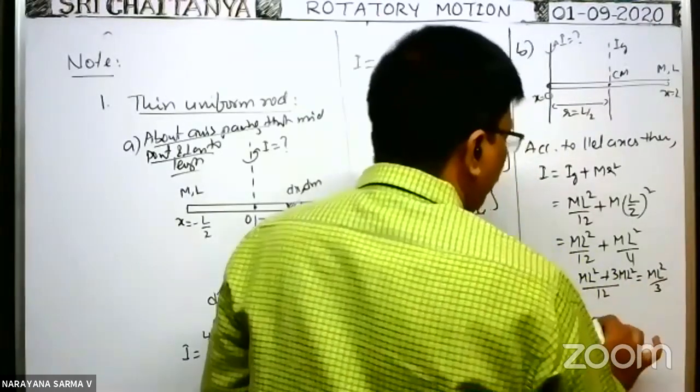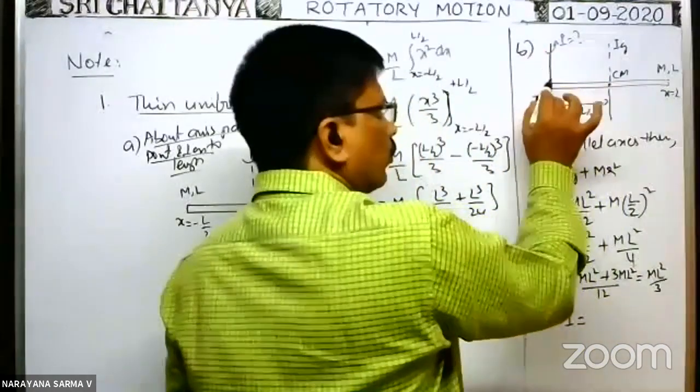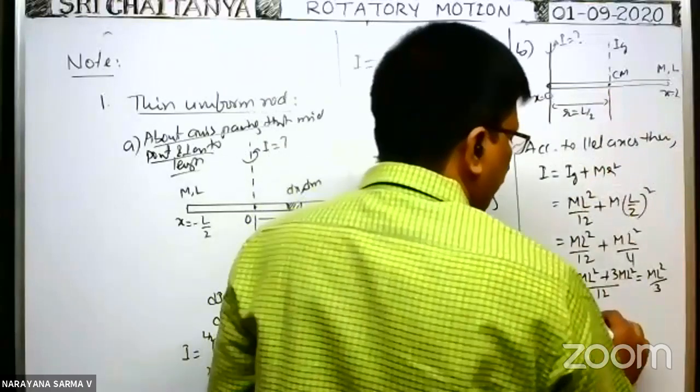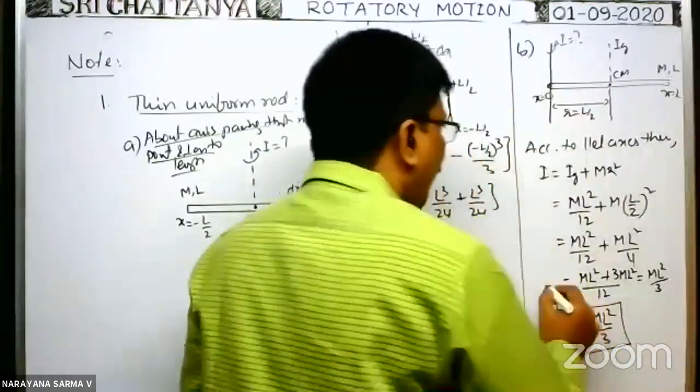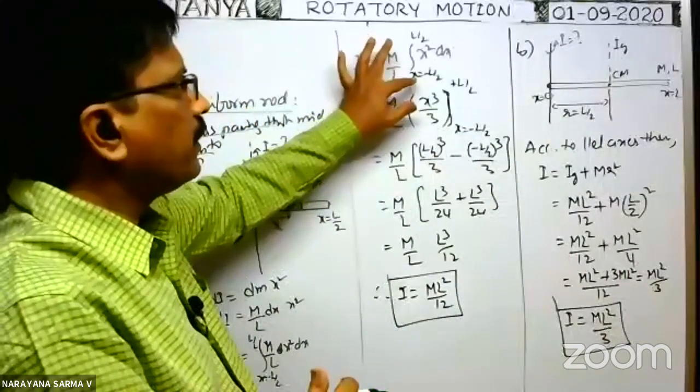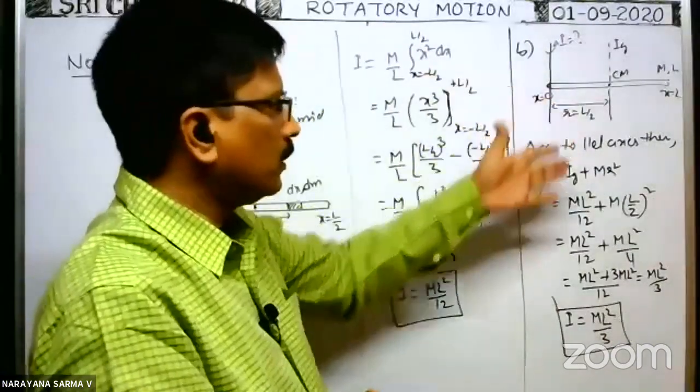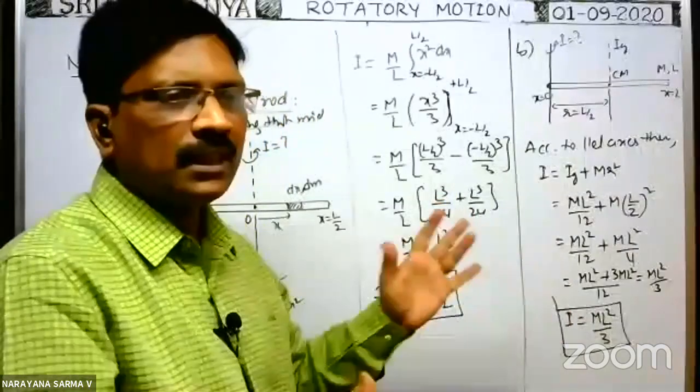Therefore, the moment of inertia about an axis passing through one end perpendicular to the length of the rod is equal to ml square by 3. That is the answer. Or if you do integration between the limits 0 to L also, you will get the same formula. So by any method we can do.